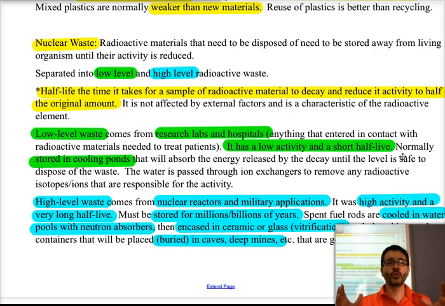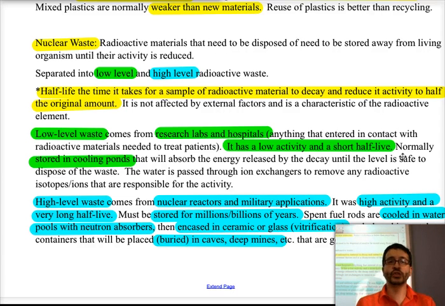All right, and so what do we do? First of all, for example, if we're talking about nuclear reactor rods, we cool the fuel rods in water pools that have neutron absorbers, in order to avoid any chain reactions from taking place. Then we encase that in ceramic or glass, in a process called vitrification. All right, that is put into metal barrels, and then those are buried deep in geologically stable mines or caves.